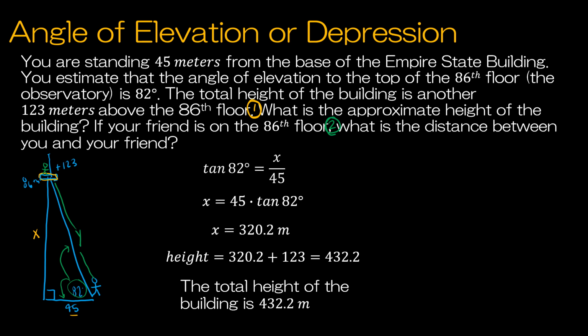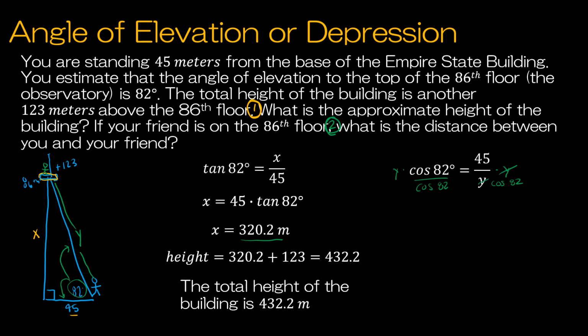Now you might say, why wouldn't I use the opposite side? Well, keep in mind that x value, I've had to do some rounding. So it's best not to use that unless you absolutely need to. So I'm going to use adjacent and hypotenuse, which is cosine. So cosine of 82 is equal to 45 divided by y. Multiply each side by y. Divide each side by cosine of 82.